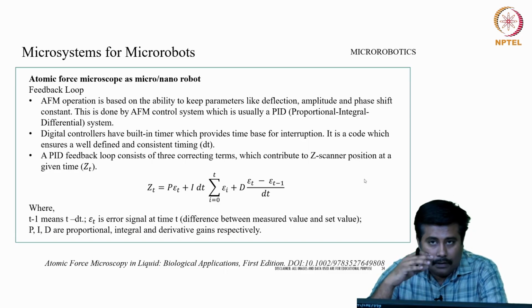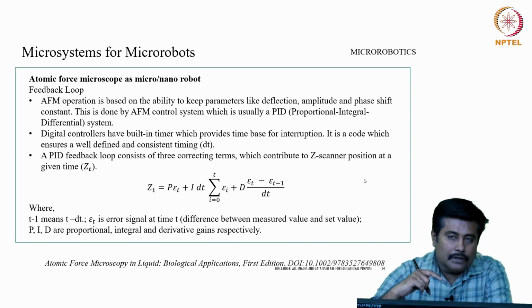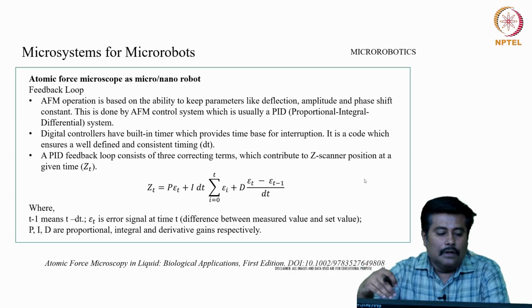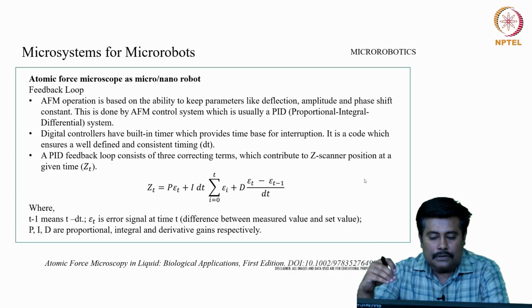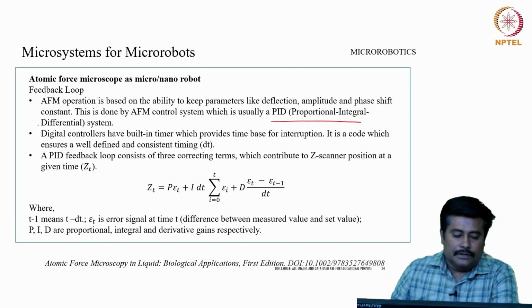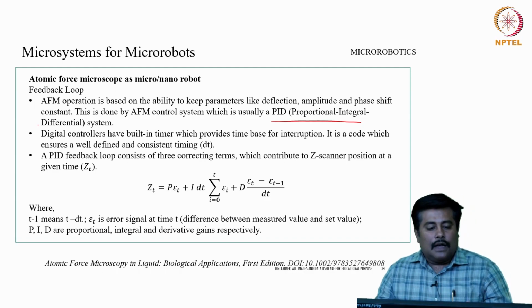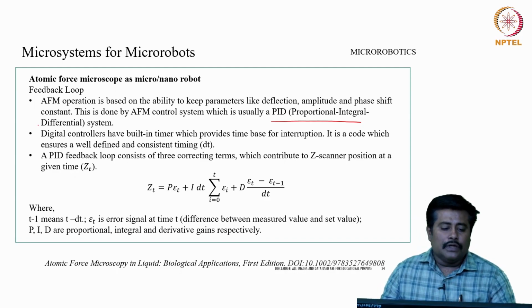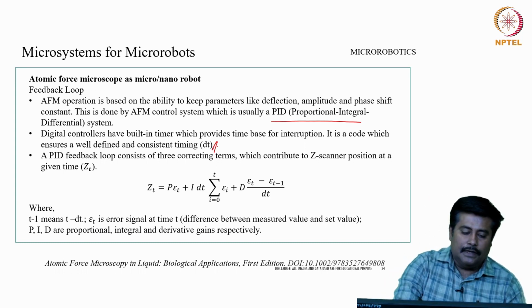As far as AFM operation with reference to the feedback loop is concerned, AFM operation is based on the ability to keep parameters like deflection, amplitude and phase shift constant. This is done by an AFM control system, which is usually a proportional integral differential system. The digital controllers have built-in timers which provide the time base for interruption. It is a code which ensures well defined and consistent timing, which is represented as dt.